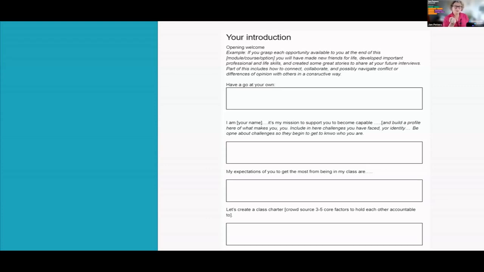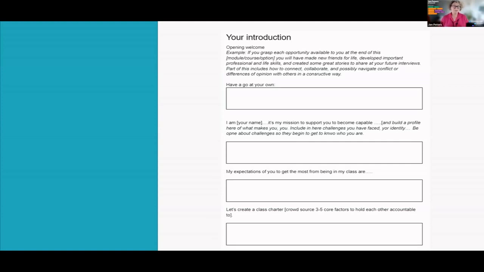What is the takeaway? So here's an example I just crafted. If you grasp each opportunity available to you, at the end of this module, course, program, you'll have made new friends for life, developed important professional and life skills, and created some great stories to share at your future interviews. And part of this includes how to connect, to collaborate, and possibly navigate conflict or differences of opinion with others in a constructive way. So have a go at writing your own. Then introduce yourself.